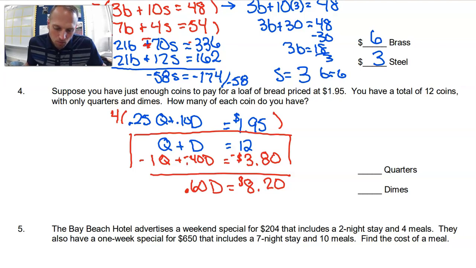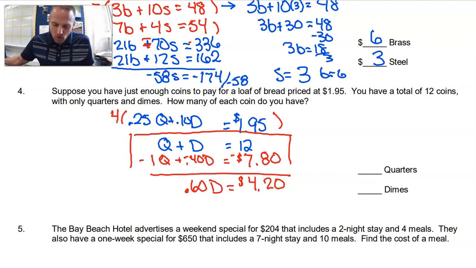Let's see. 0.25 plus 0.10 is $1.95. Q plus D is definitely equal to 12. 0.40D. Was I right there? Oh, I see it. Oh, $1.95 times 4. That was definitely not $3.80. That was $7.80. Okay. So now, let's check this again. 12 minus $7.80 is going to be $4.20. Sorry about that. Yeah, this looks much better.